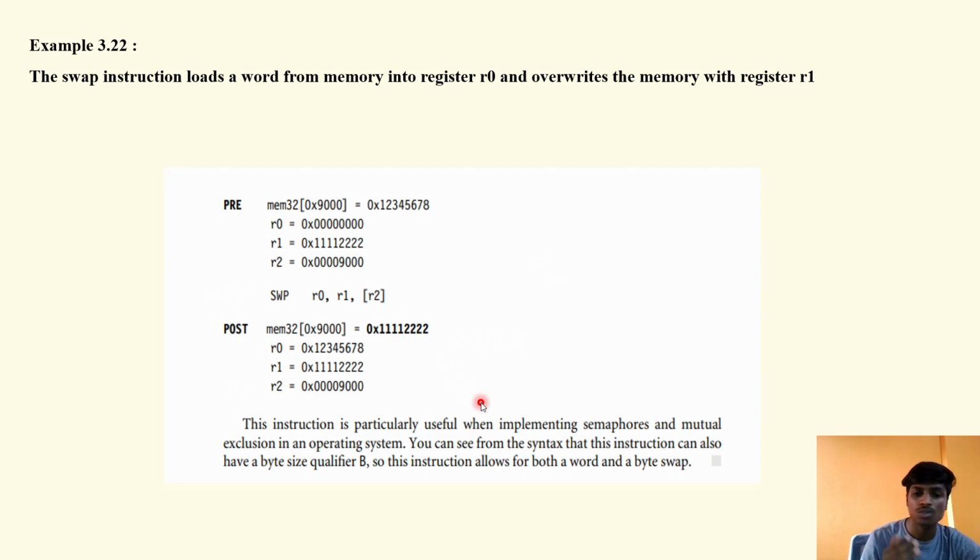This instruction is particularly useful when implementing semaphores and mutual exclusions in operating systems. As you learned in the OS, you can see from the syntax that these instructions can also have a byte size qualifier B. So this instruction allows for both a word and a byte swap. For the byte operations, you can use SWPB, which performs the byte swap. So this swap is done by the SWP keyword, and R1 and R2 are swapped, and the value is stored in R0.